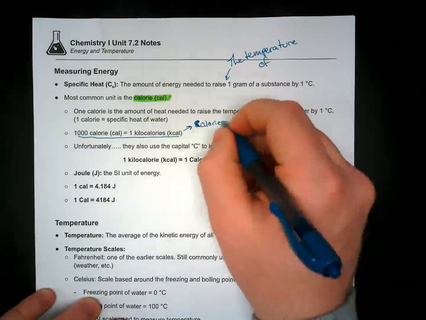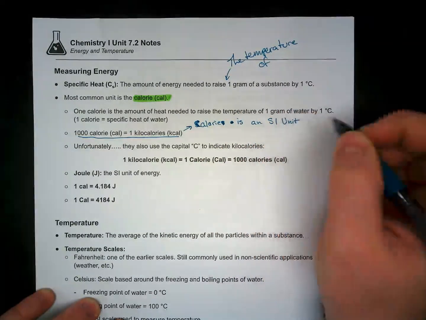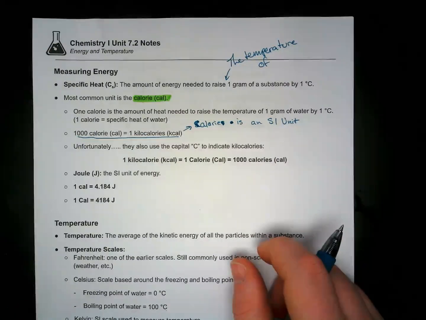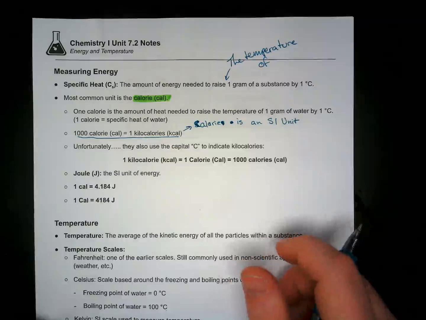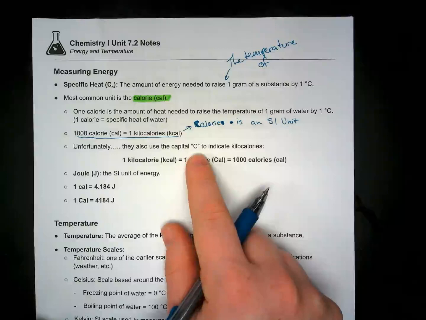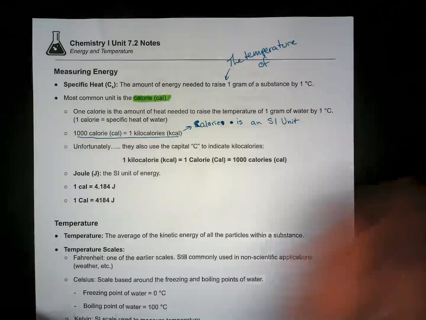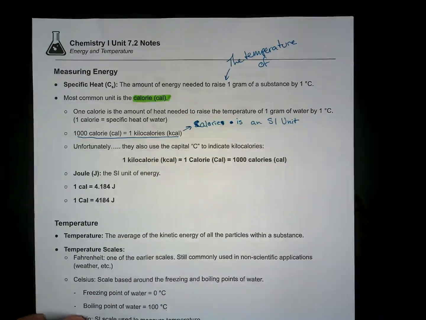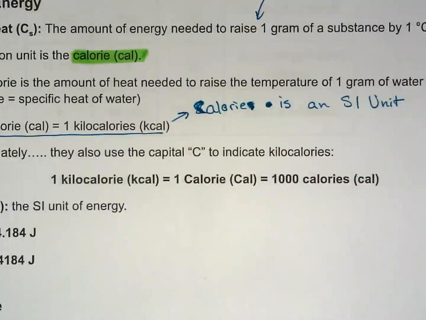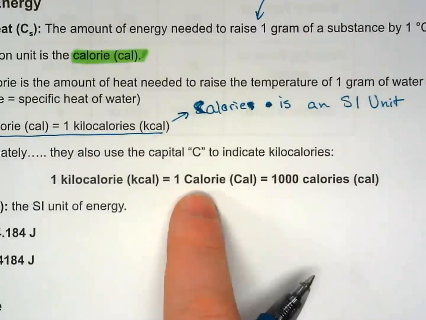Calorie is an SI unit. Now, I've been saying lowercase calorie because unfortunately we also use a capital C, excuse the bell, to indicate kilocalories. So again, there's a difference between calories and Calories. Here's what the difference is: 1 kilocalorie, so 1,000 calories, is the same thing as 1 uppercase Calorie.